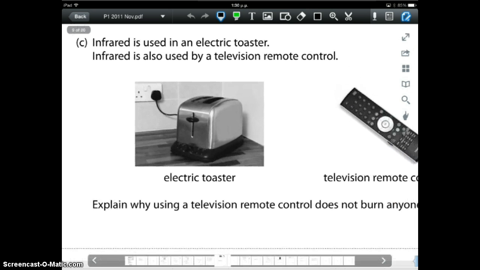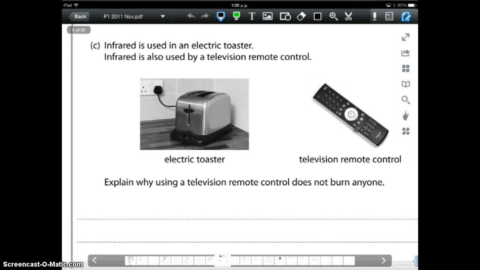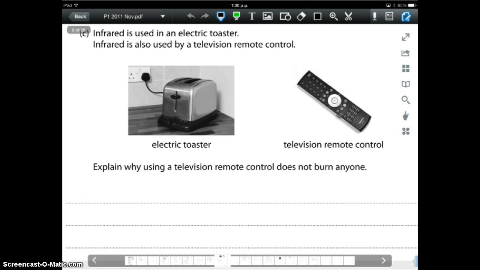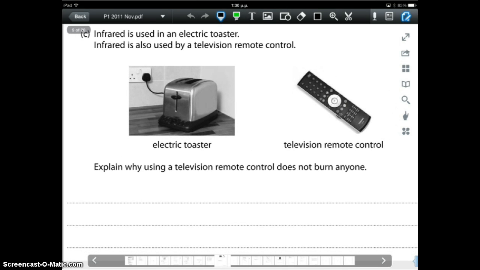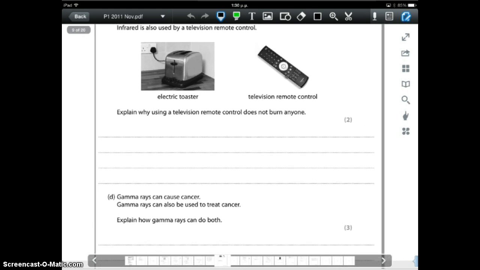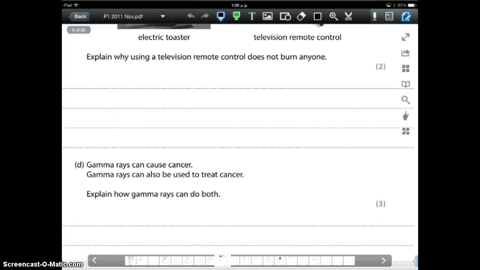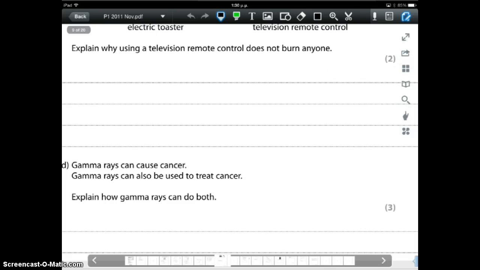Continuing, part C. Infrared is used in an electric toaster. Infrared is also used by a television remote control. So there's our electric toaster, there is our television remote control. Explain why using a television remote control does not burn anybody. Now I think the most likely explanation here is amplitude.